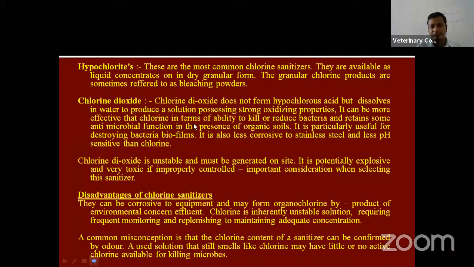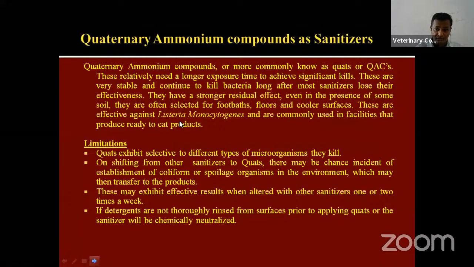Quaternary ammonium compounds are good against pathogenic organisms and even contaminating organisms. They can also be used in the footbath and on the floor, and can be applied on the cooler surface. They are all good. But the only problem with quaternary ammonium compounds is their cost compared to chlorine. They are costly. Iodine-based advantages and disadvantages we discussed earlier.